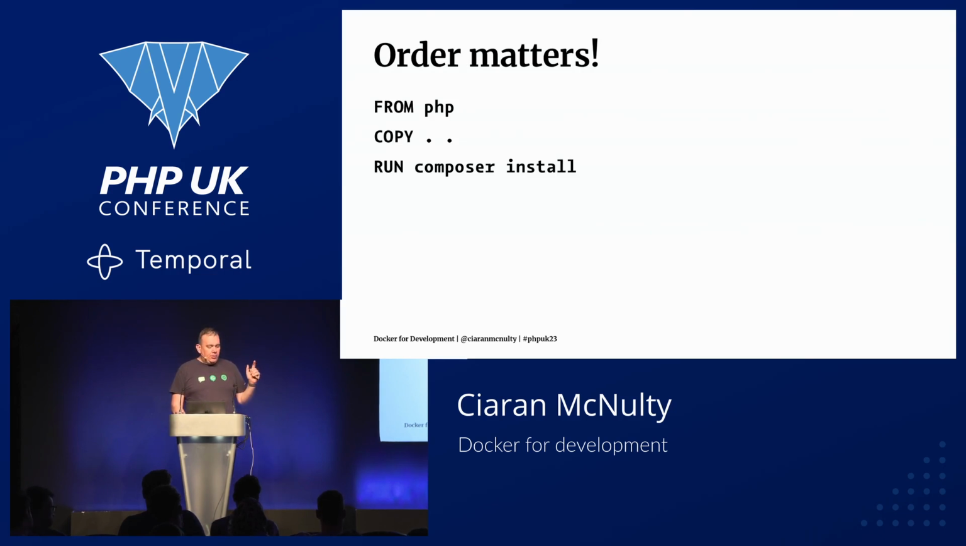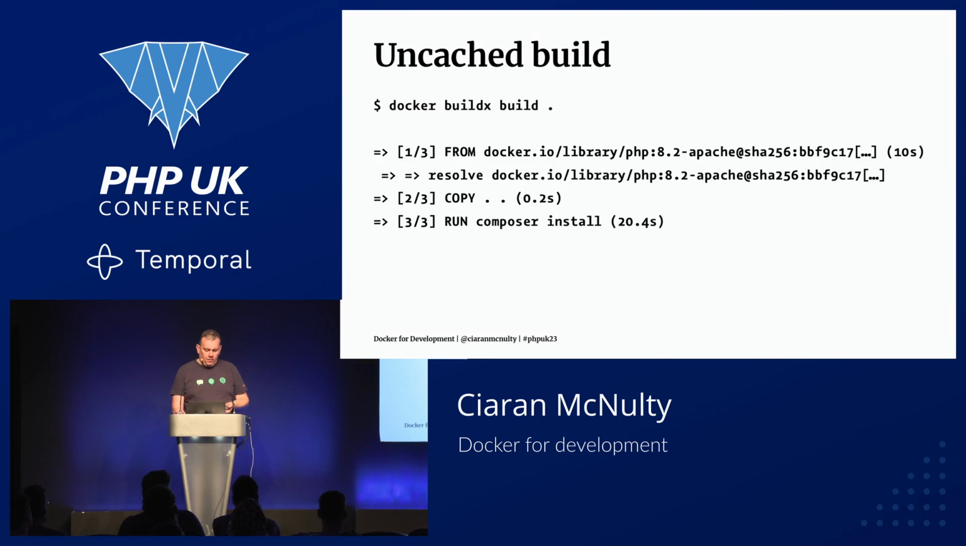So this is a very simple Dockerfile, and I've slightly cheated by not mentioning how Composer gets into it. But you imagine I'm going to take the public PHP image, copy my code base into it, and then run Composer install. First time round, fetching the PHP image takes 10 seconds. Copying the files into the image is normally cheap, so a very, very short time. And the Composer install takes 20 seconds because networks.